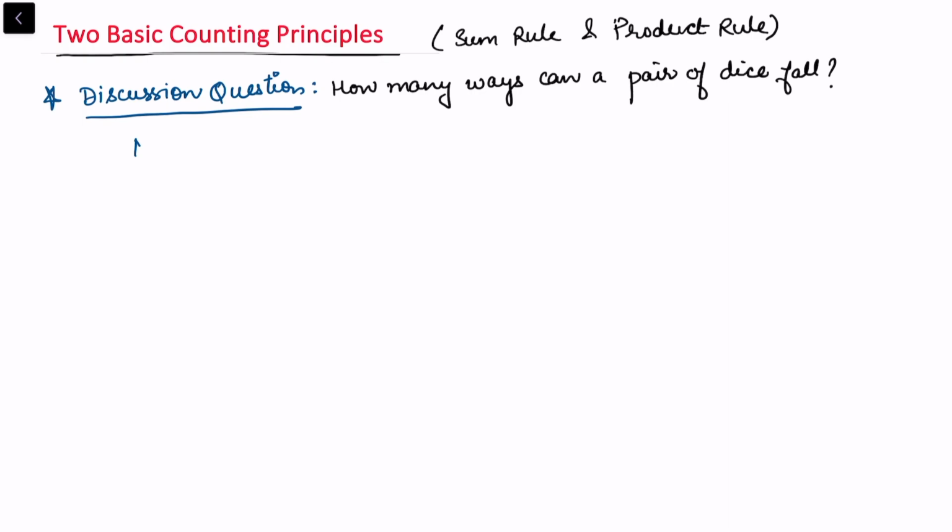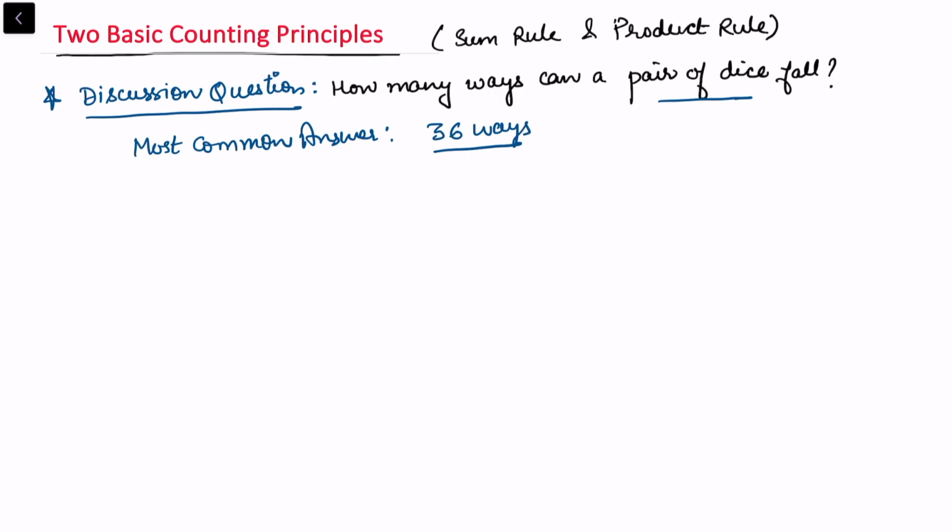The most common answer that students give is 36 ways. So let me first write: most common answer is 36 ways. When somebody gives the answer as 36 ways, it is assumed that the dice are distinguishable. They are different, and in that case, they consider all possible outcomes. So let me write these outcomes to clarify how I got this 36 ways.